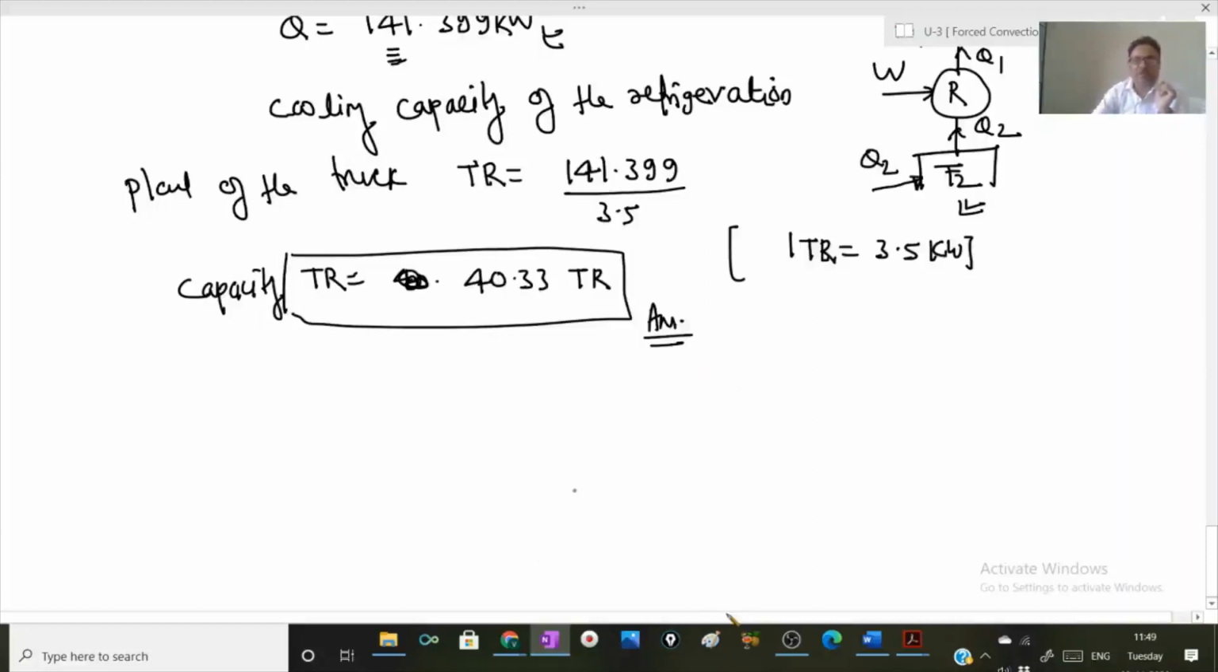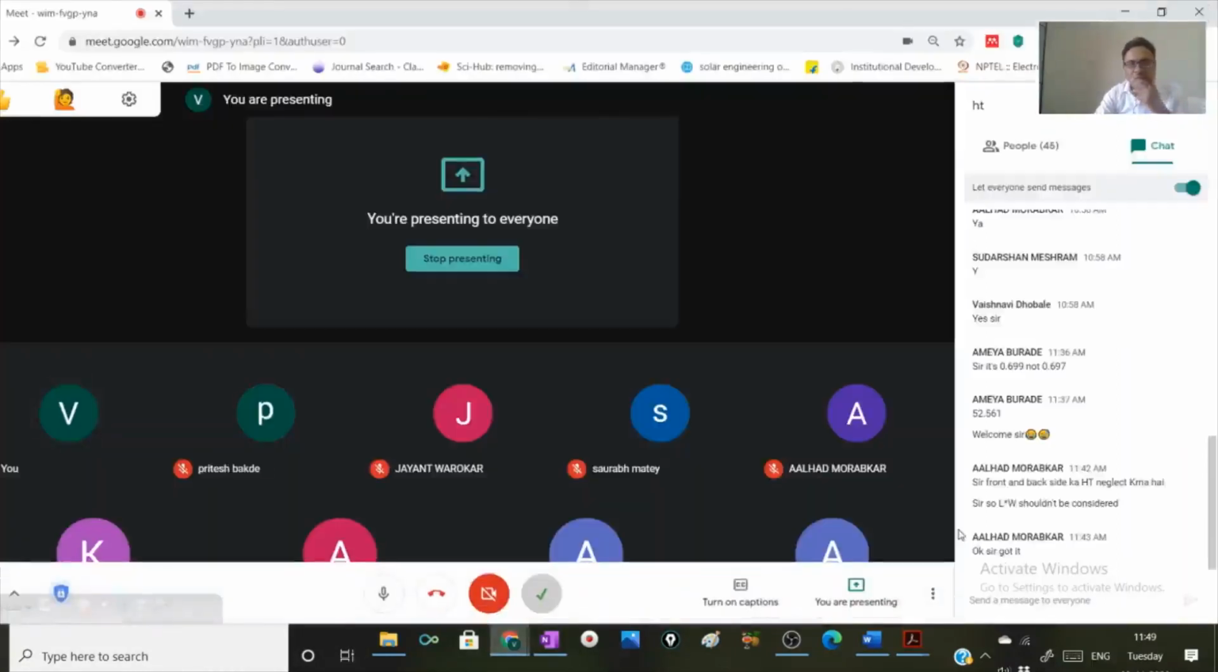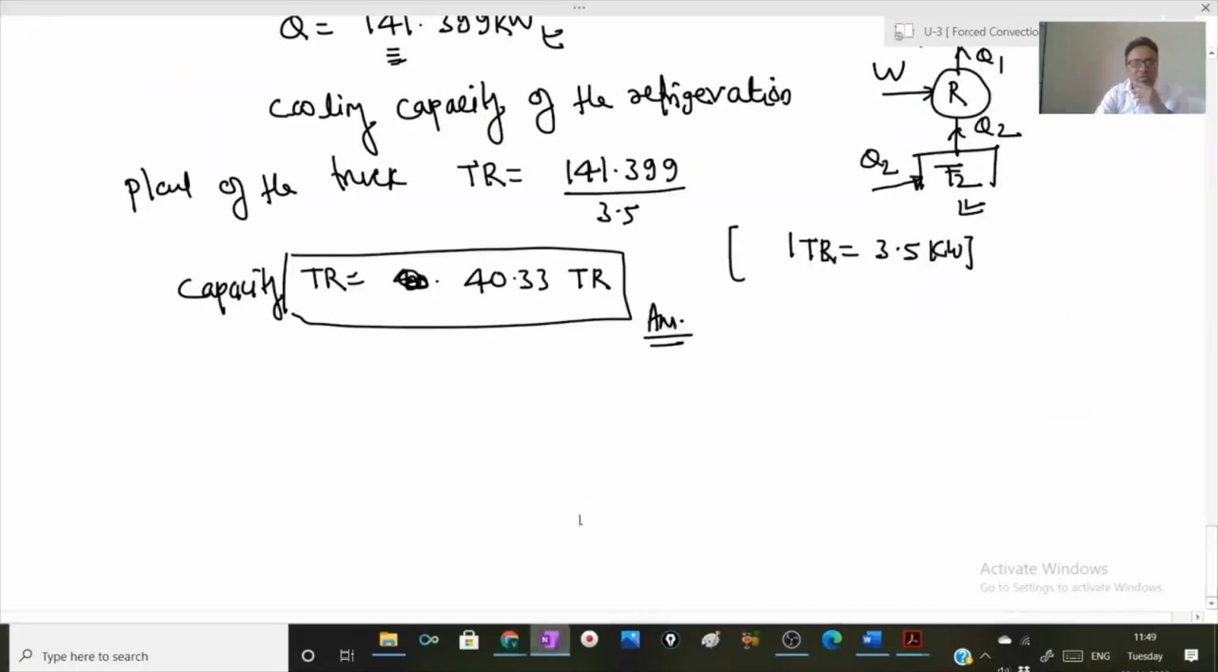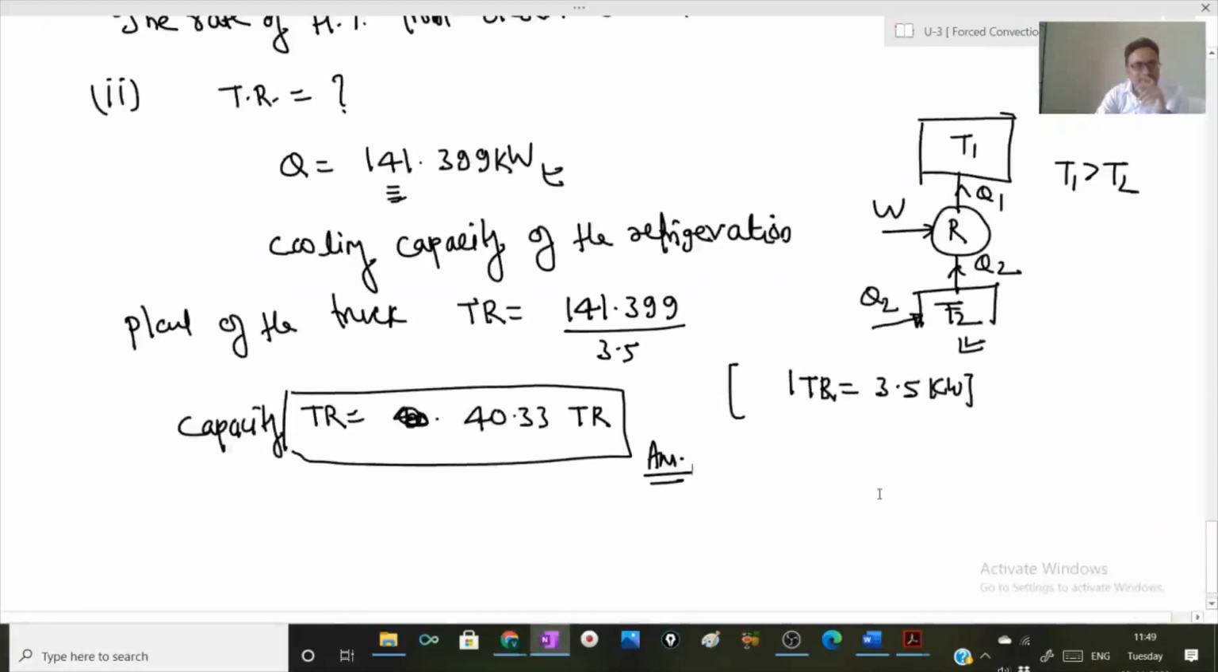Okay, I hope you have got this. Okay. Look. This much heat is removed by the refrigeration plant of the truck at the rate at which it is leaking into the truck from the atmosphere. So this is the capacity in kilowatt and this is the capacity in tonnage of refrigeration, or simply ton.